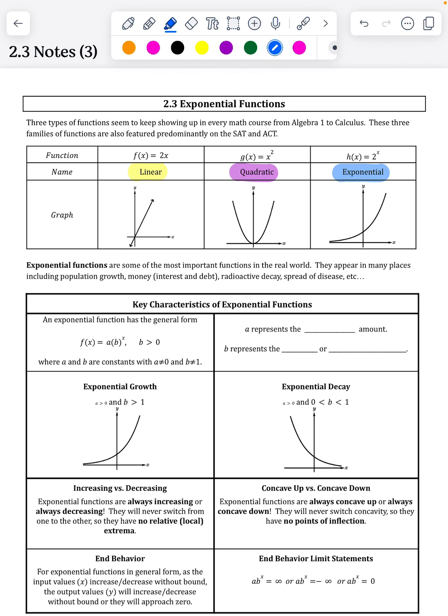So, at this point in your math career, you should be fairly confident that a linear function looks like a line, thus the name. A quadratic function will result in a parabola. And exponential is something we haven't really dug into this year, but you have seen in the past. Exponential growth is kind of what we're looking at now.